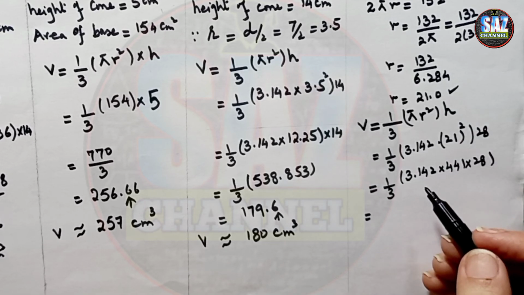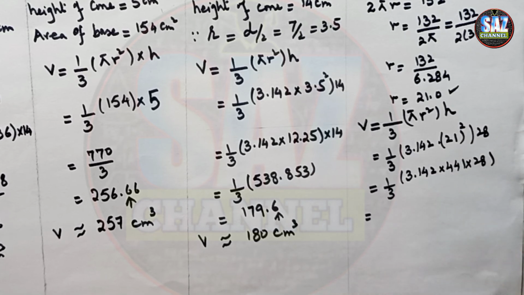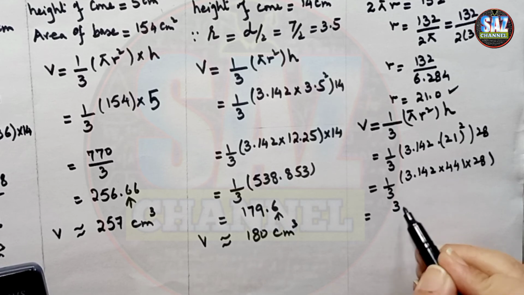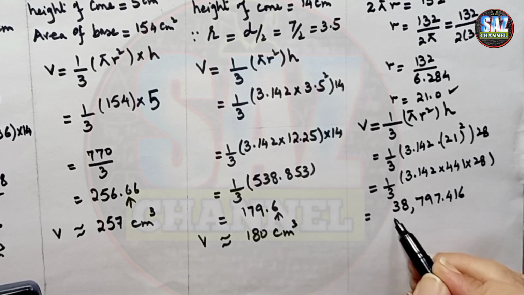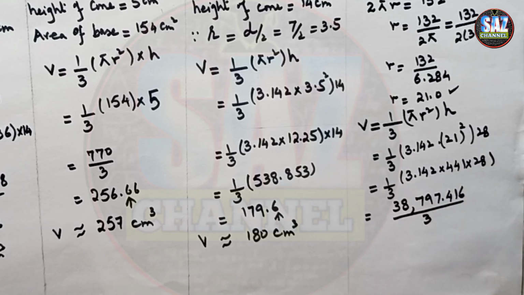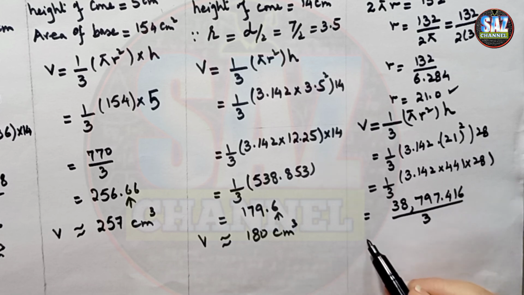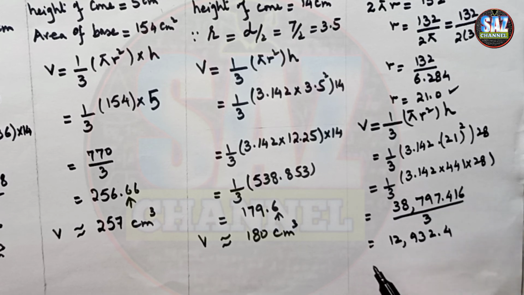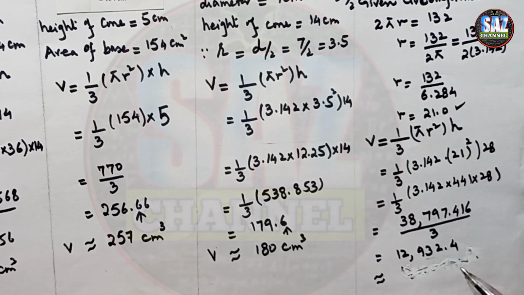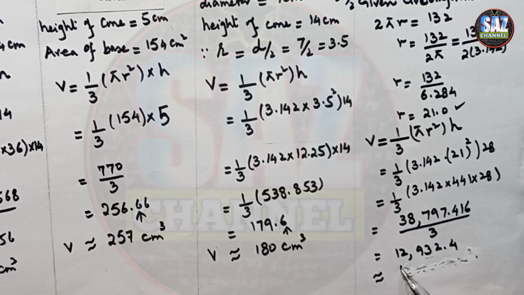This gives me, let me reconfirm this. 3.142 multiplied by 441 multiplied by 28 gives me 38,797.416 upon 3. Now I have to divide it by 3, so this will become 12,932.4. As we have to give our answer to 3 significant figures, it will become approximately 12,900.